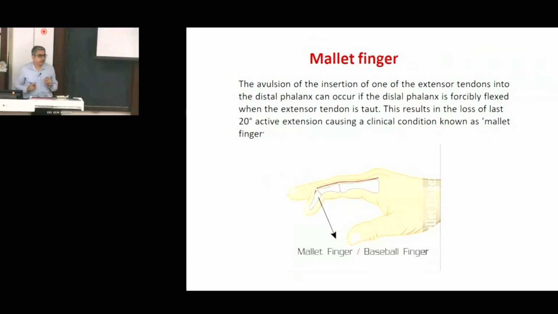Then there is the mallet finger. When playing baseball, the terminal phalanx, the extensor tendon, a sudden jerk leads to this. So in mallet finger, the last 45 degrees of extension of the terminal phalanx is not possible. So a sudden jerk, this is a mallet finger.